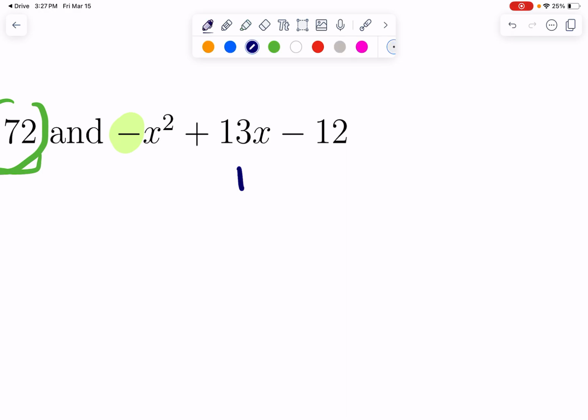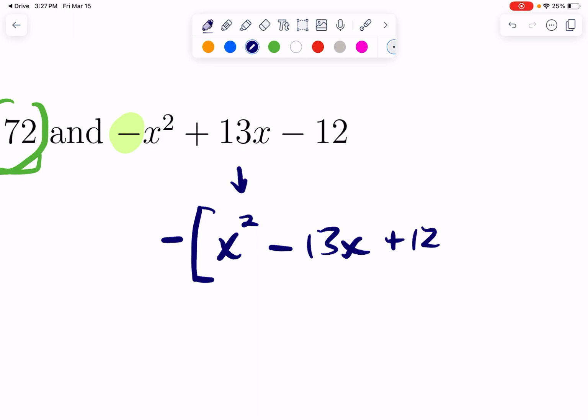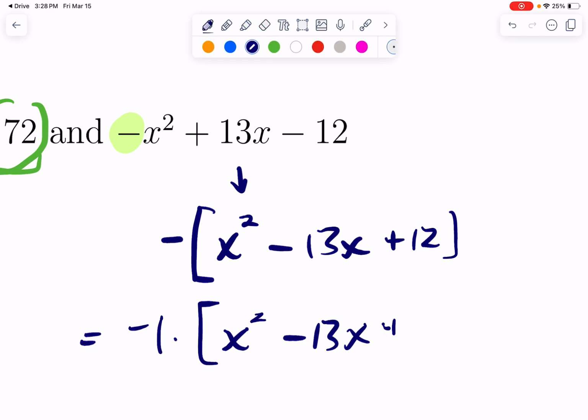So let me factor out a negative from everything. Let me just say this is like the number negative 1 times the opposite of everything else. This is factoring out a negative. If you want to, you can write this as the number negative 1 times everything else. And then let's factor what's left.